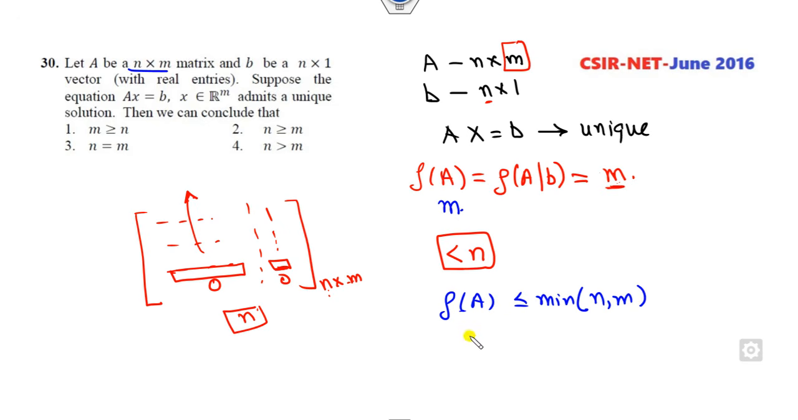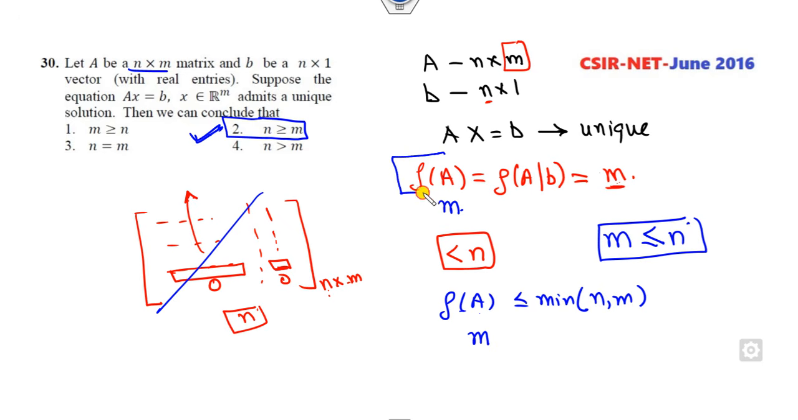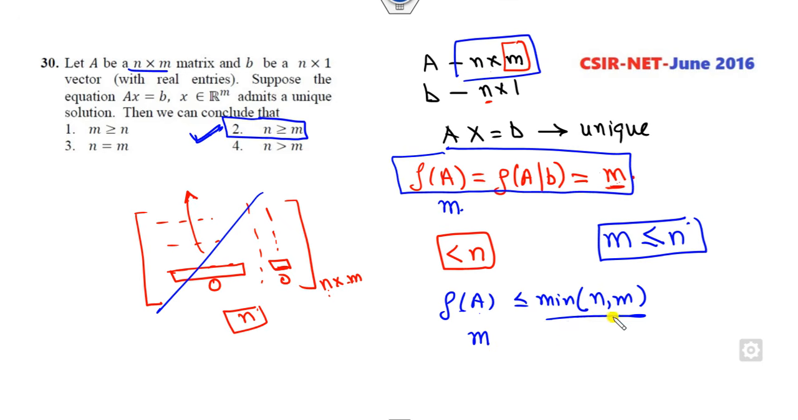So when will it be m? It will be m only when your m is less than or equal to n. That's the only condition given to you in this case. It's simple, there is no need to write here. You can simply think about it: if A is n cross m, by using this property we can easily see when it will be m, when m has at least a lesser value than n. So m is less than or equal to n is the right answer.